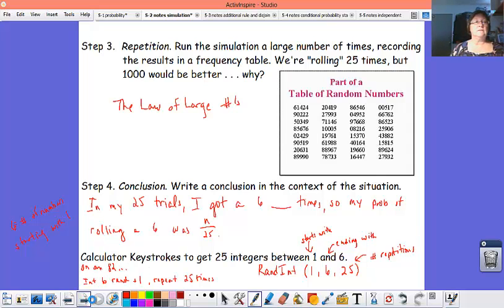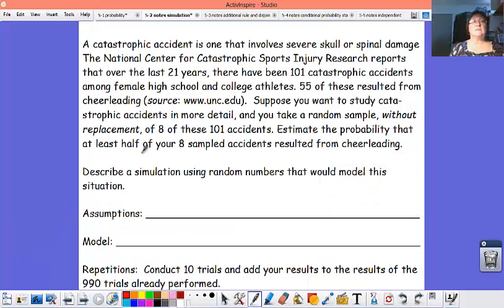Alright, let's move on. We're going to talk about setting up a simulation for this situation. This comes from your textbook. A catastrophic accident is one that involves severe skull or spinal damage, which is kind of sad. The National Center for Catastrophic Sports Injury Research reports that over the last 21 years, there have been 101 catastrophic accidents among female high school and college athletes. 55 of these, so more than half, resulted from cheerleading.